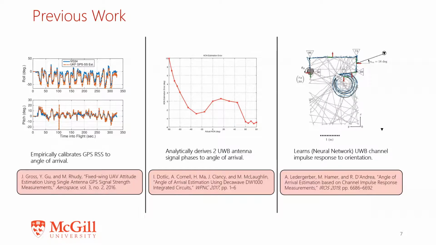Finally, a work by Ledergerber was able to achieve position and orientation estimation by coupling wheel odometry and a learned relationship between the UWB channel impulse response and the robot's orientation. Our work attempts to provide a simpler approach by only making use of the received signal strength of UWB modules and avoiding empirical or analytical derivation to aid in generalizability.